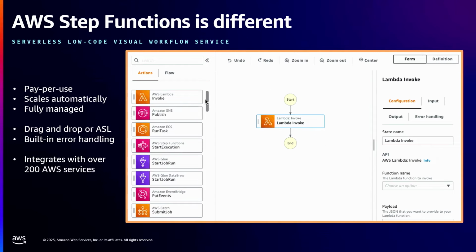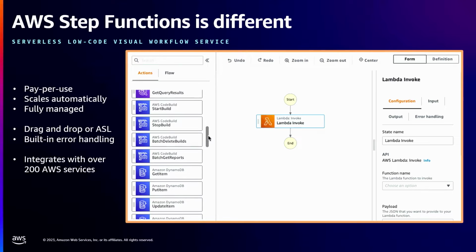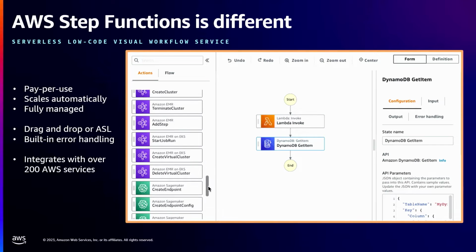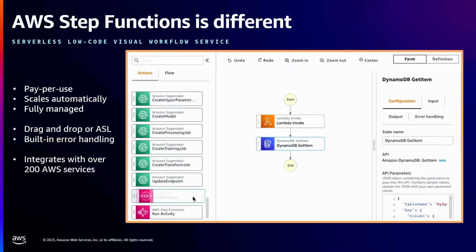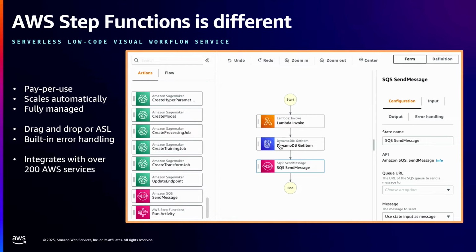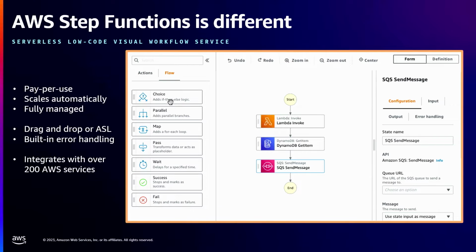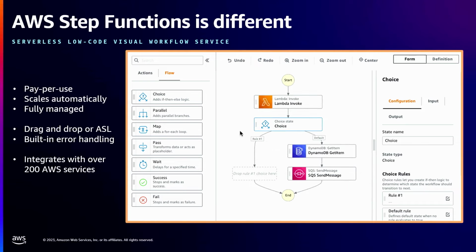I can also, of course, export the definition that comprises my workflow. It's a JSON language called ASL, Amazon States Language. I can export that and drop that into my infrastructure as code templates, and I can commit that to my Git repositories, share that with my other developers in my organization, and build that into my automated deployment pipelines.